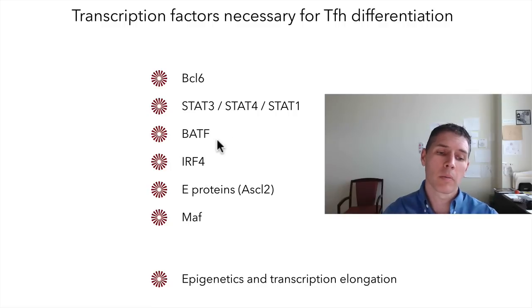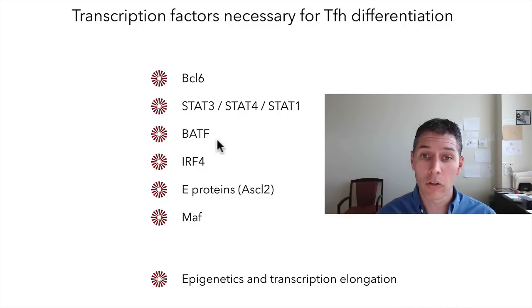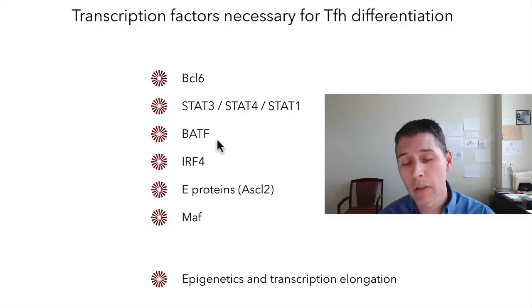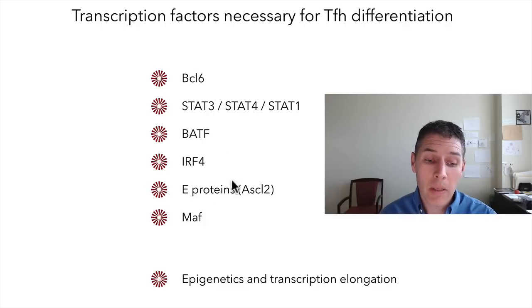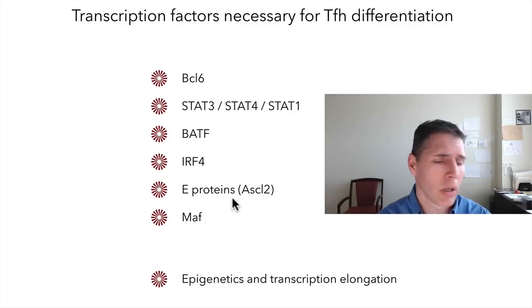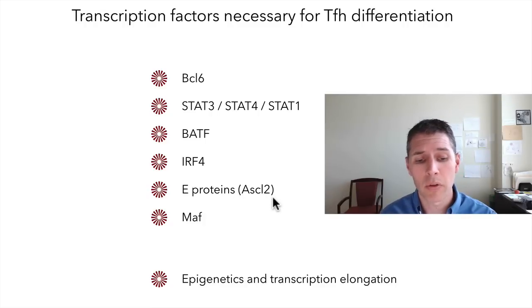BATF and IRF4, as I mentioned before, are both early transcription factors that are certainly important for TFH differentiation, but also related to other CD4 T cell programs. E proteins, which are critical for a wide variety of processes in B cells and T cells, are also, perhaps not surprisingly, important for TFH differentiation. In particular, the E protein ASCL2 has been noted to be important for CXCR5 expression, but other E proteins can function in a related manner.